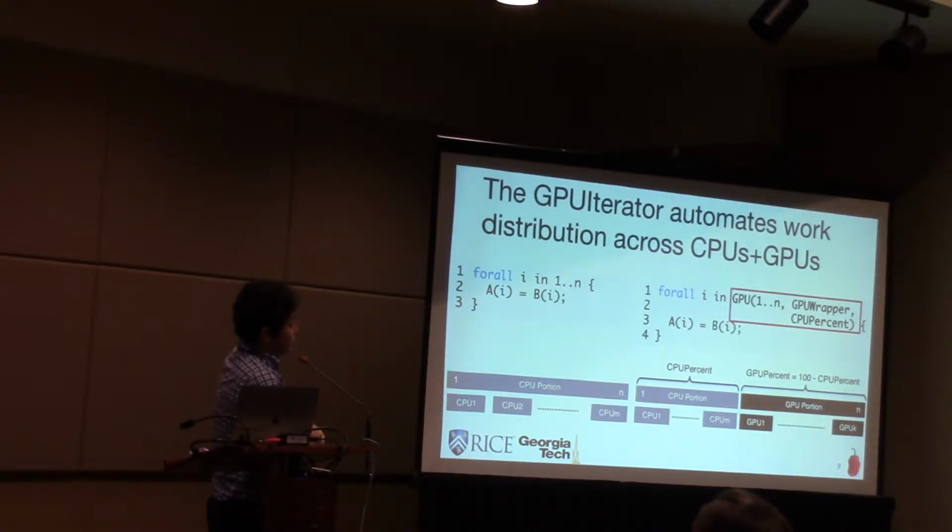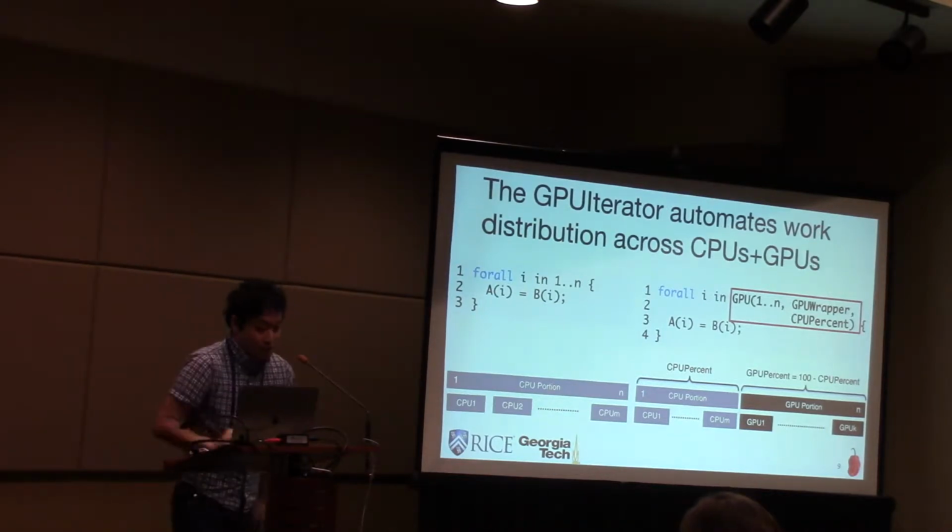Similarly, what we have done with the GPUIterator is that for a given range, say 1 to n, we internally divide the original iteration space into two chunks first. One is for the CPU portion, the other is for the GPU portion. After that, we can divide further so that we can distribute these tasks across several CPUs and GPUs. This is a very basic idea, but it really works well.